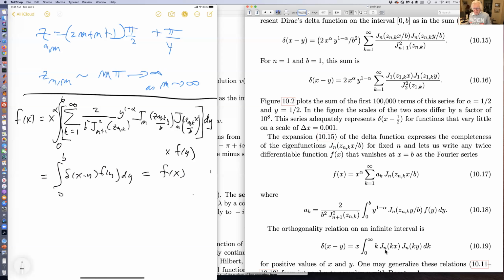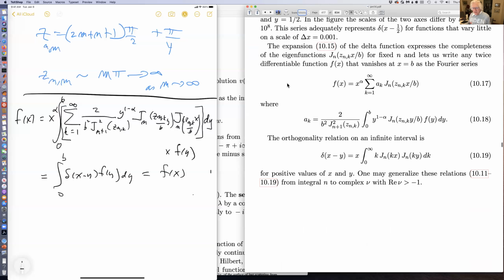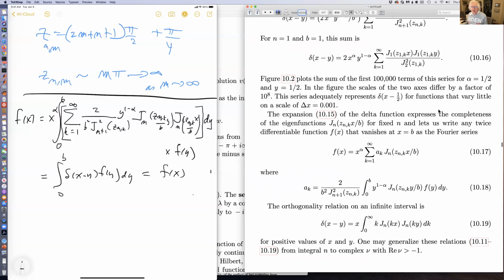So in other words, because of this delta function relation, we can express any function in the domain which satisfies the boundary conditions and so forth, and has to be reasonably smooth. Well, I would say it just has to be continuous. Then we can write f of x as x to the alpha, sum a_k J_n of this, where the a_k's are given by that. So that's the consequence of the delta function relation.